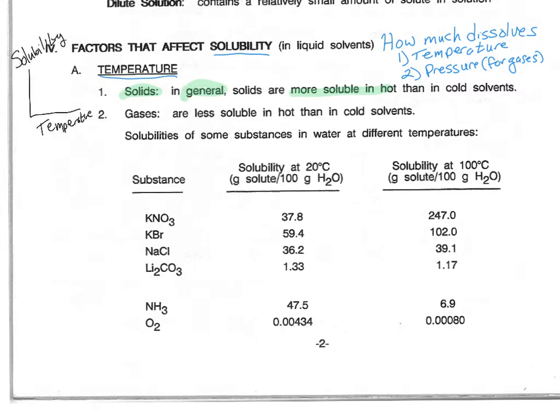Here we have a solubility chart which shows how temperature and solubility are related. This is only for the solids. So you'll notice that in general, as the temperature increases, the solubility increases. Once in a while we get a very rare exception, where the solubility decreases as the temperature increases.